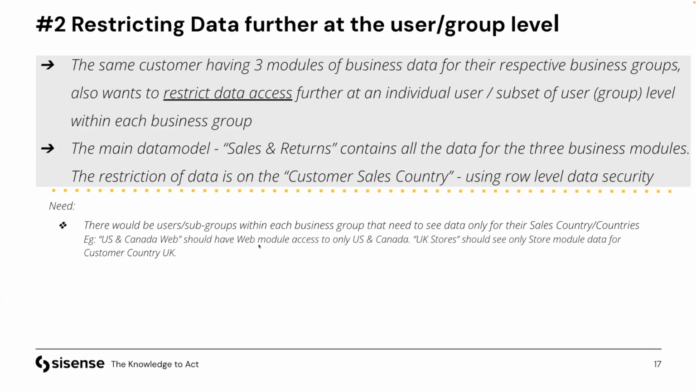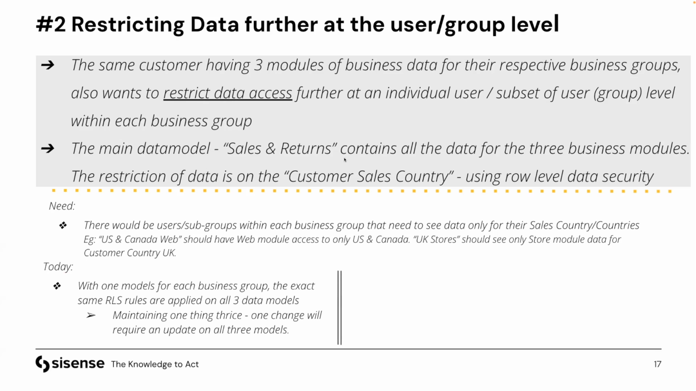So without perspectives, here's an example of the question where you only need US and Canada web to see US and Canada web sales and returns, and you have another group called UK stores who can only see store module data for country UK, and let's say you have another group called UK web who can only see the web data for UK. So it's further restriction of data into a certain business module.